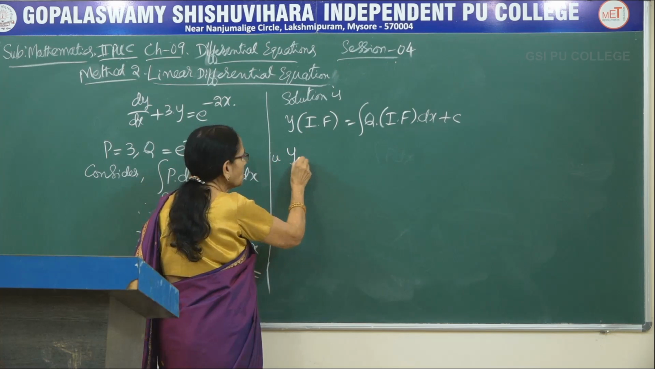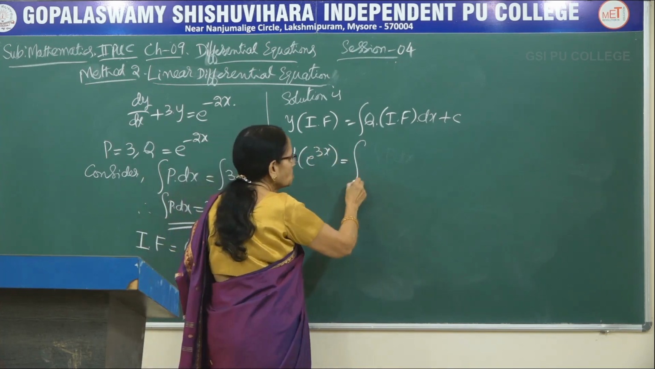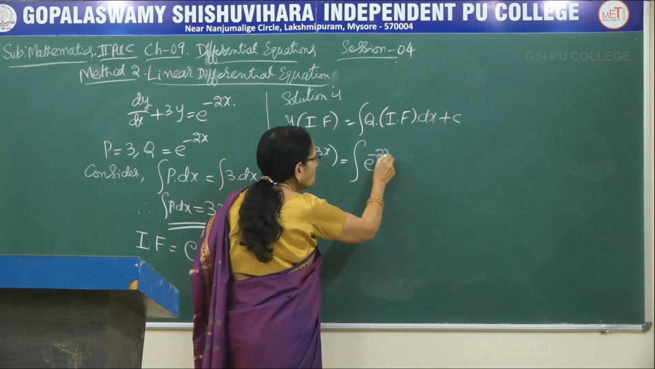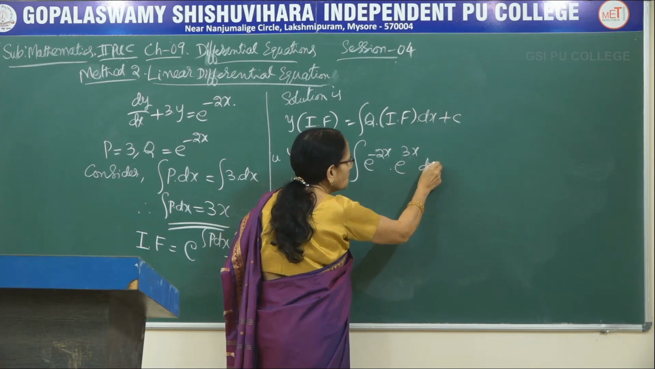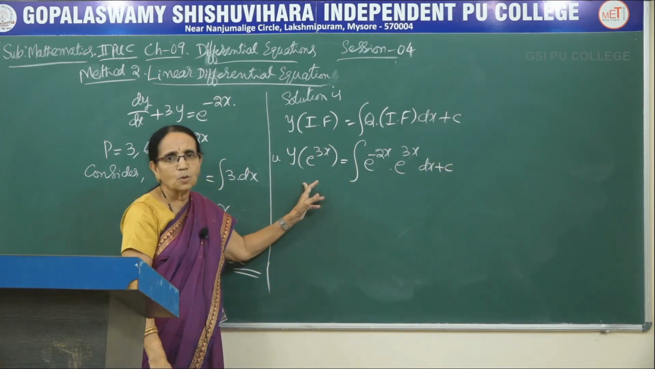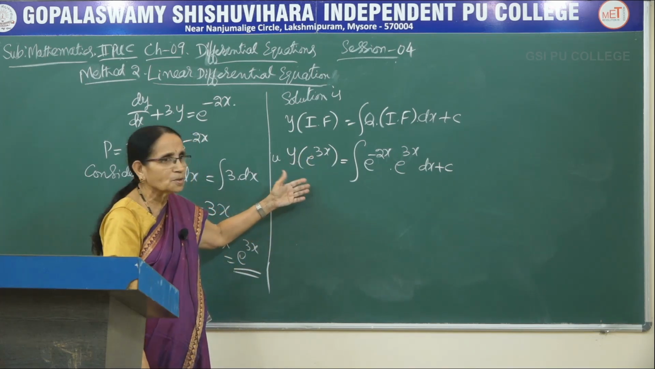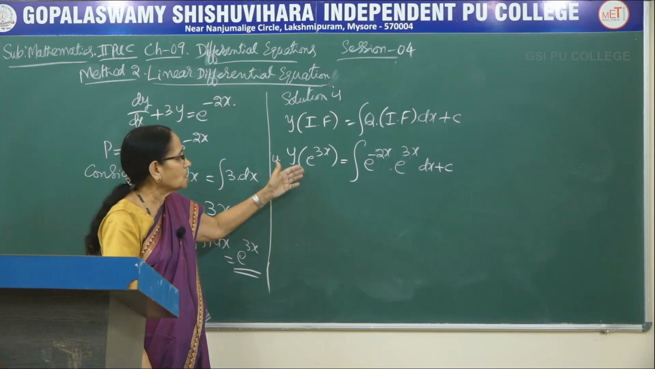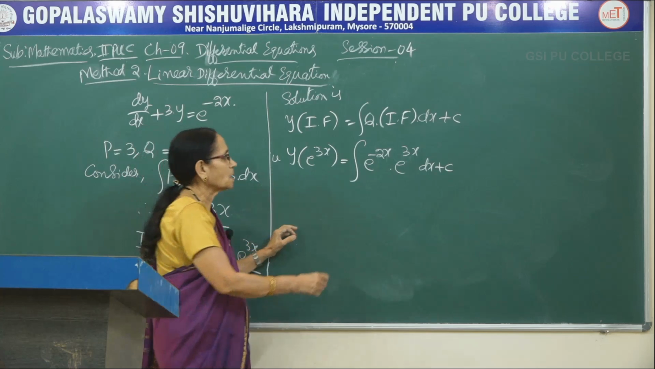Let me write, y into e to the power 3x is equal to, what is q? e to the power minus 2x. Here, e to the power 3x into dx plus the constant. Once we write the value on the left hand side, that has to be kept as it is. We need not do anything because it is an independent term here, I mean without the integral sign. Only the right hand side has to be integrated.